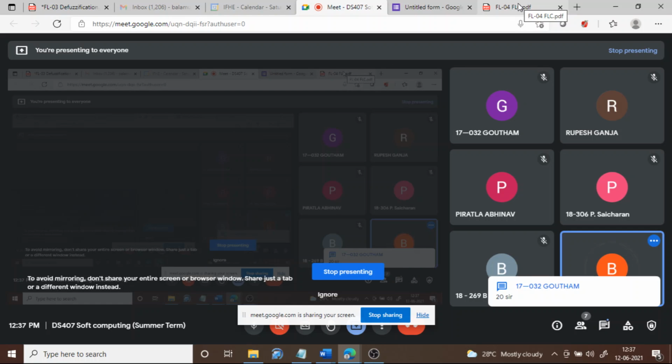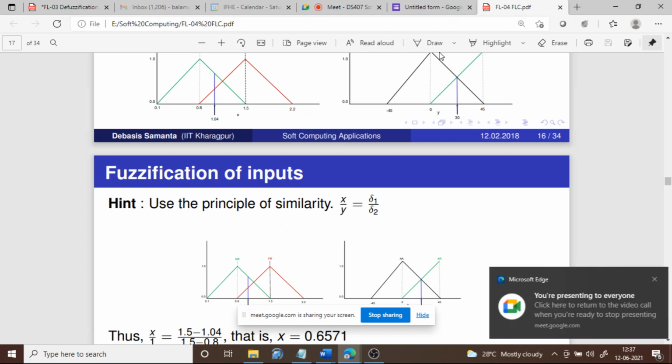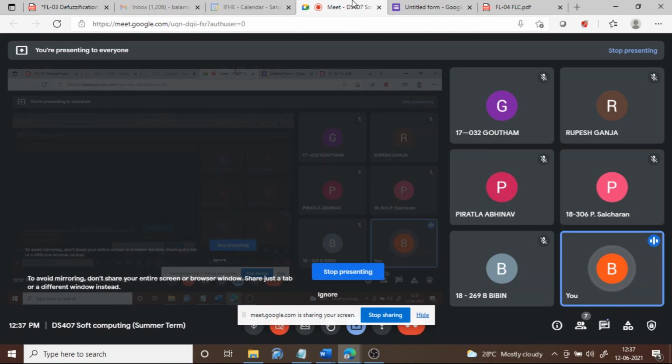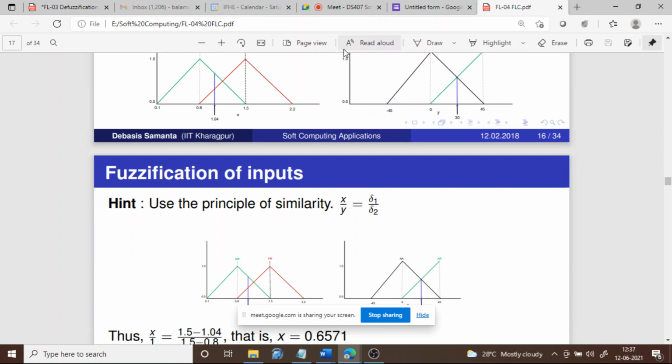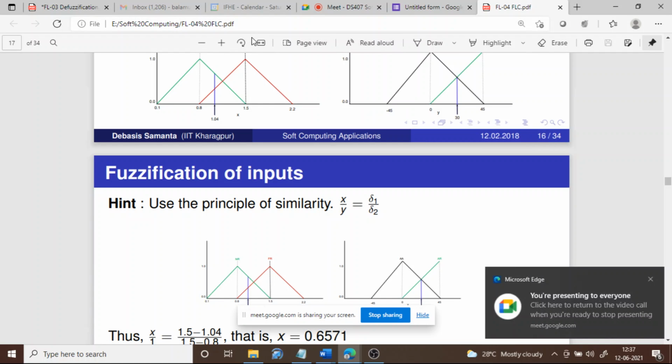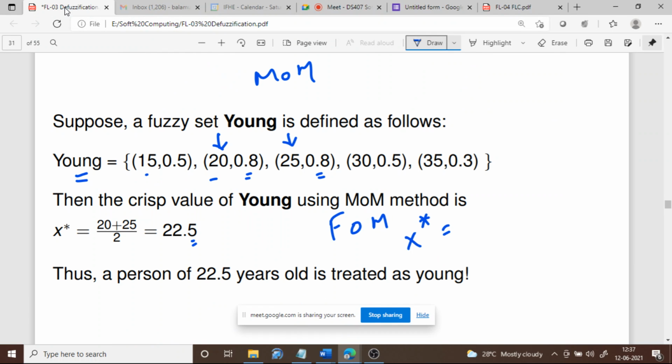When you use FOM technique, what will be the crisp value? 20. Yeah, I'm unable to see the chat. I'm using one system, so it would be better if you open your mouth and say, because every time I cannot move to the chat window. Yeah, 20, that is correct. If you use LOM technique, last of maxima, then what will be? Yeah, 25, good.